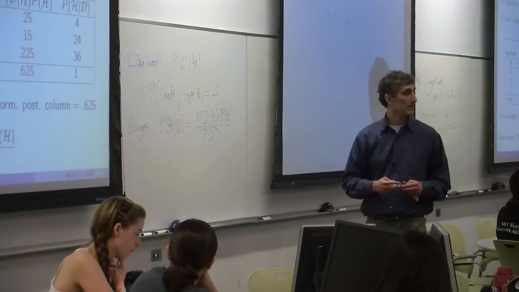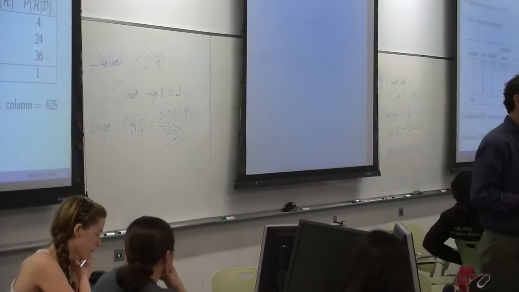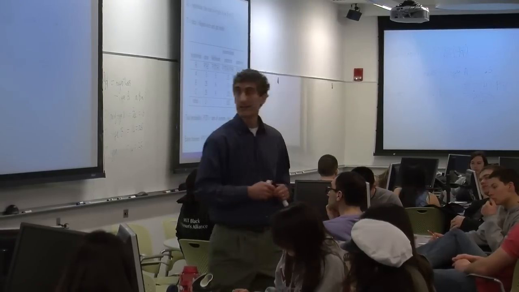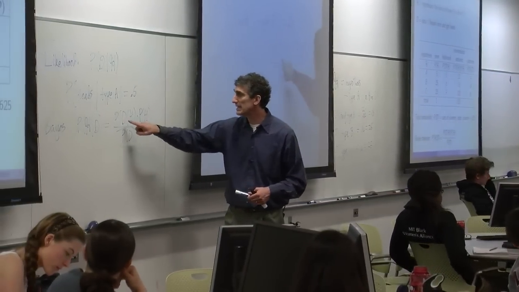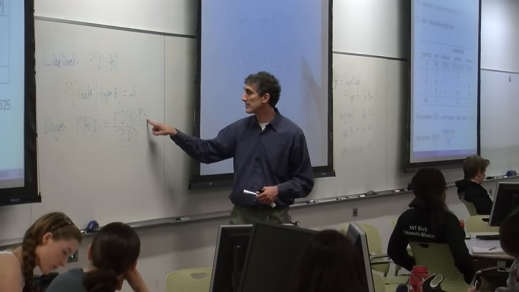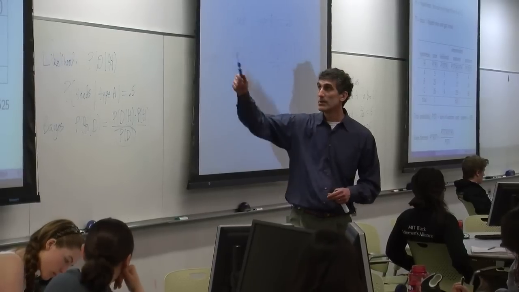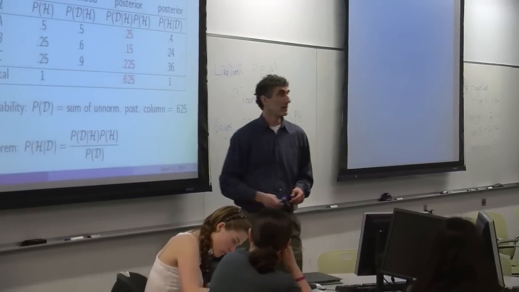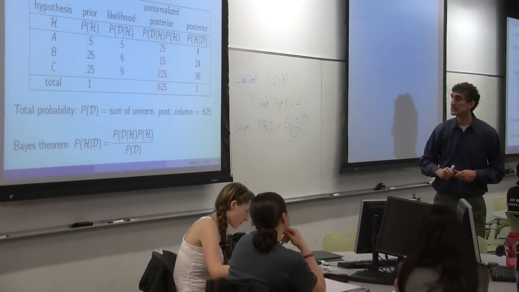That's called the, I see someone mouthing it, the law of total probability. And the law of total probability says you multiply for each hypothesis this value times this value and add them up, which is in fact just the sum of the red column. So there I've written it, 0.625.